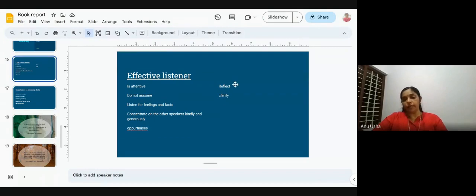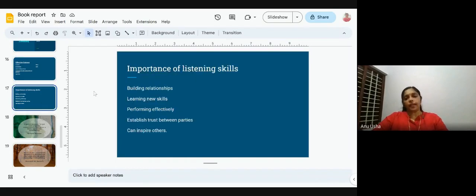You have to rethink about it. You have to review it. You have to analyze what has been said. And if you find any correction there, try to clarify with the correct person. So now we can talk about the importance of listening skills in our life. Basically, it helps us to build our relationships well. It helps us to learn new skills. If you're listening properly, you can learn new skills very easily, and it will help you to perform effectively. If your communication process is good, you can perform well in your life.